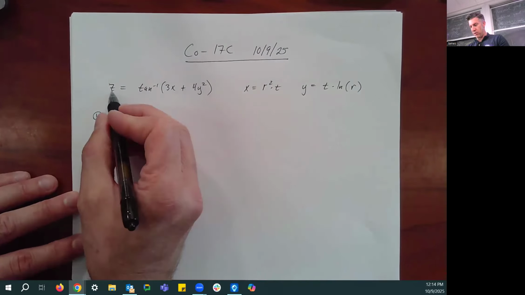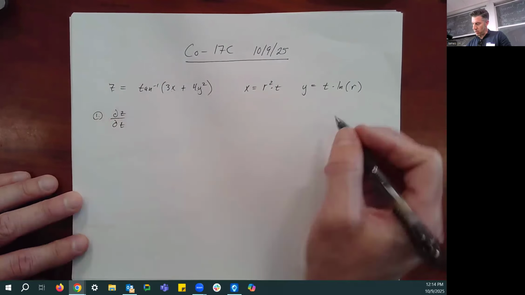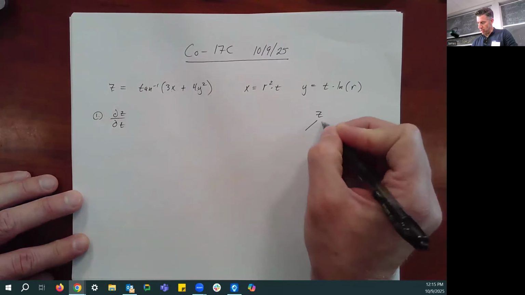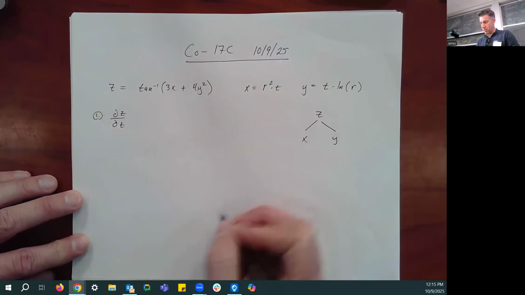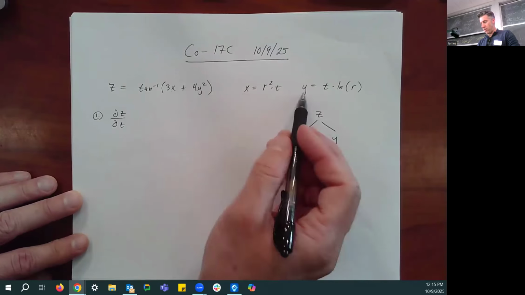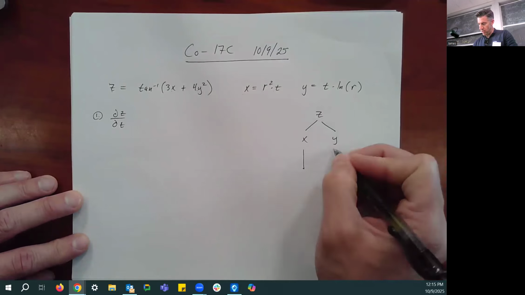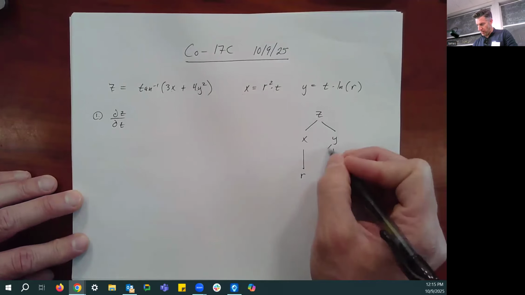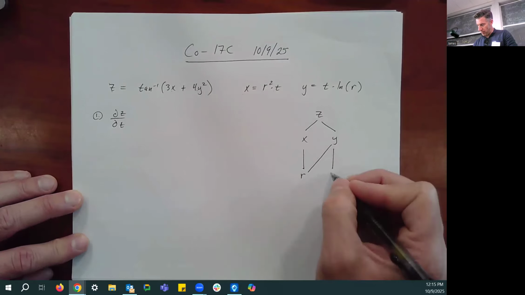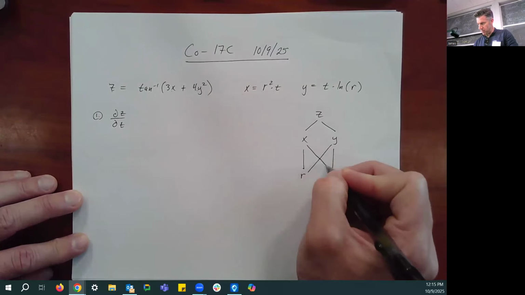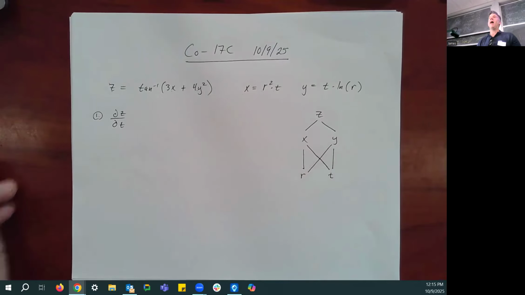So I know that z is a function of x and y. So z depends on both x and y. And then x and y are both functions of both r and t. So at the next lower level, x depends on r, y also depends on r, y depends on t, x also depends on t. You don't have to draw this map. You just have to know all the ways you can get from the top level to the bottom level, essentially.